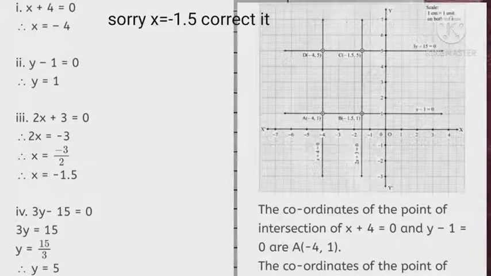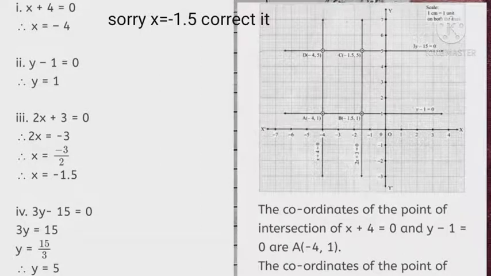This is your coordinate system. Write the scale. Scale: 1 centimeter is equal to 1 unit on both axes. Okay, so this is your x-axis. This is your y-axis. Write the coordinates.